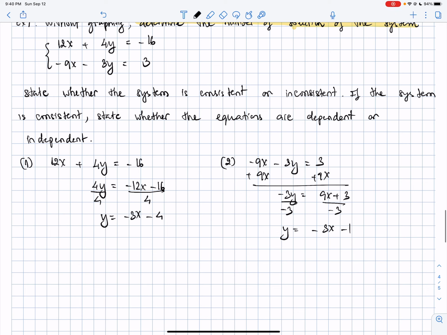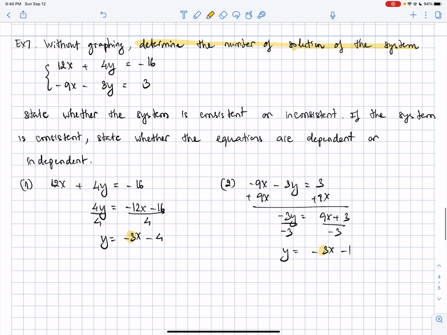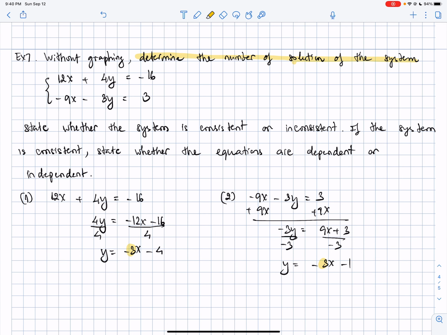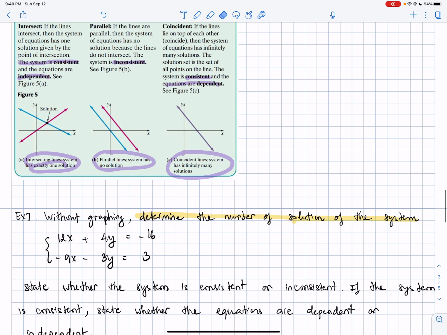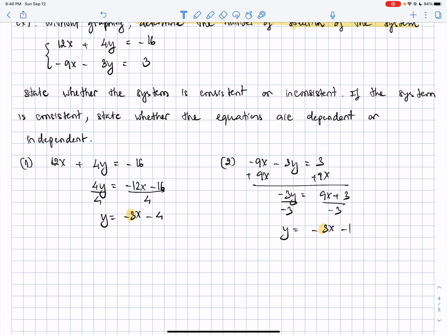So what we see is that we have the slope, negative 3, the same for both equations, and the intercepts are different. This goes back to example number 5, where we have the same slope and different y-intercept. So the two lines will be parallel. And if the two lines are parallel, then we are in the middle case, right? So if the two lines are parallel, then we will have no solution. In example number 7, they ask us to determine the number of solutions. We will say no solution.